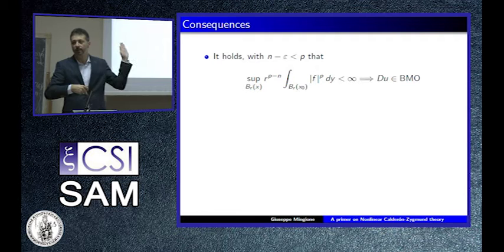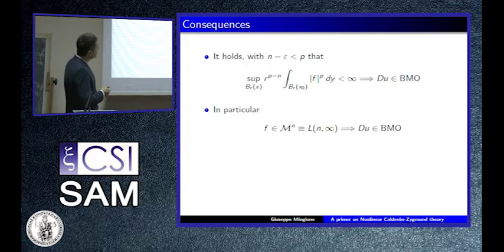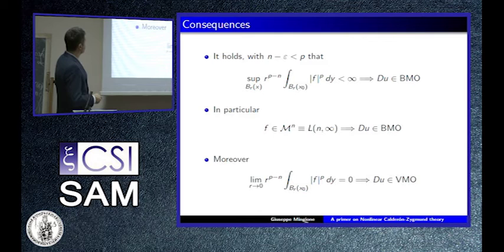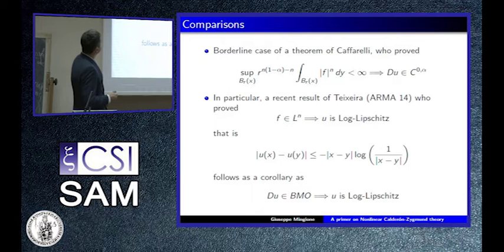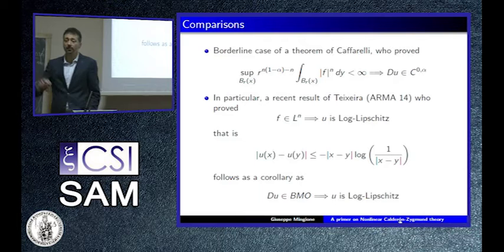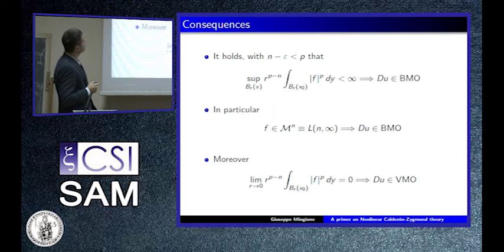For instance, if you get this, you get that u is in BMO. In particular, if f belongs to Ln infinity, then u is in BMO. Moreover, if this goes to zero uniformly, then u is in BMO. These are sample corollaries of the result. This is a borderline case of a very well-known theorem of Caffarelli that tells you that if you are in a Morrey space, then u is Hölder continuous. So you see, alpha here is larger than zero. Here it is zero, and therefore you get from Hölder continuity straight on to BMO.